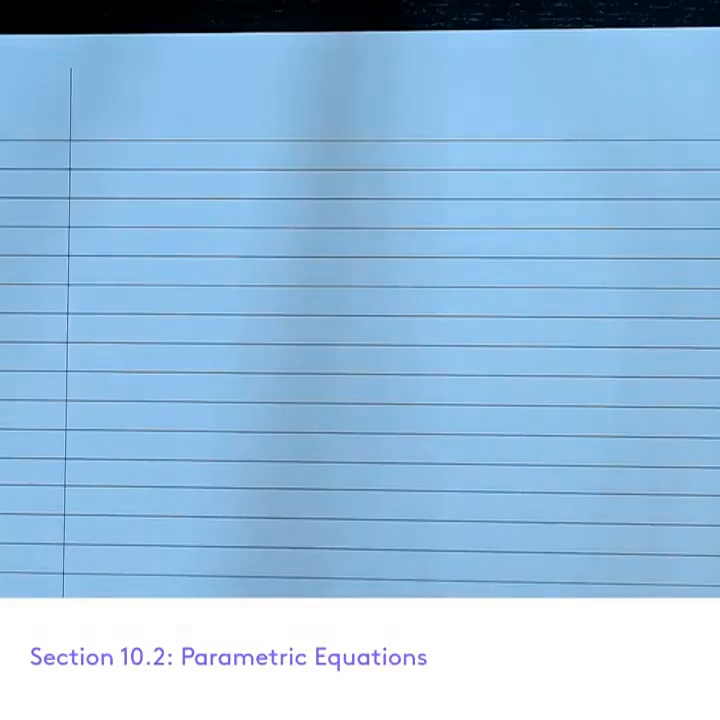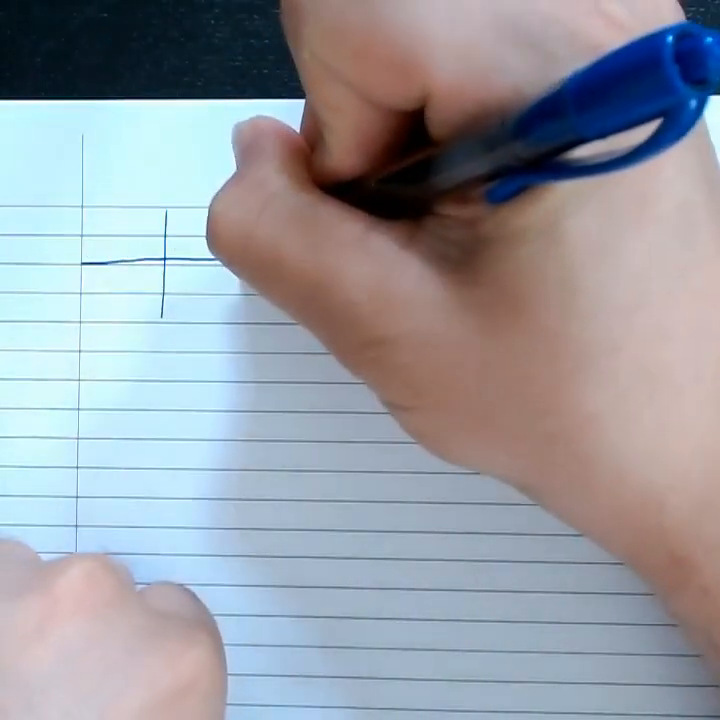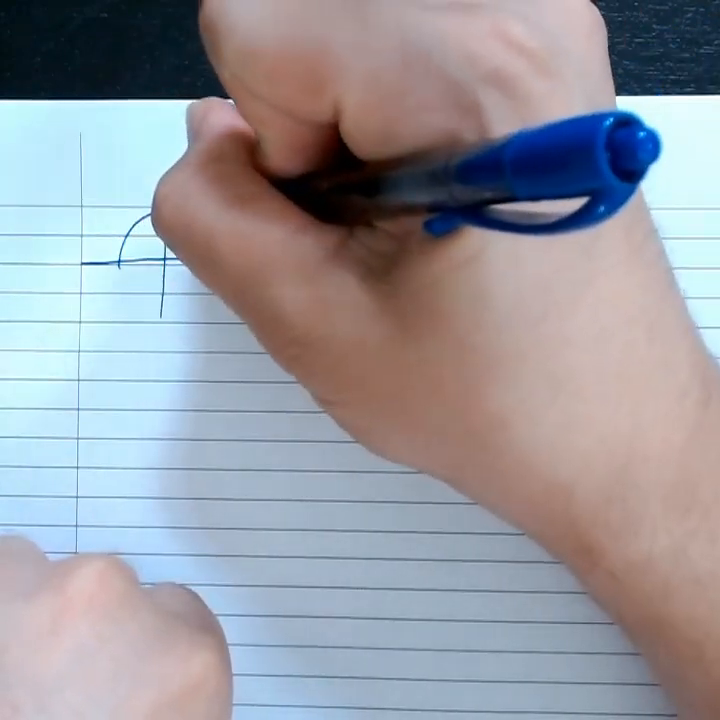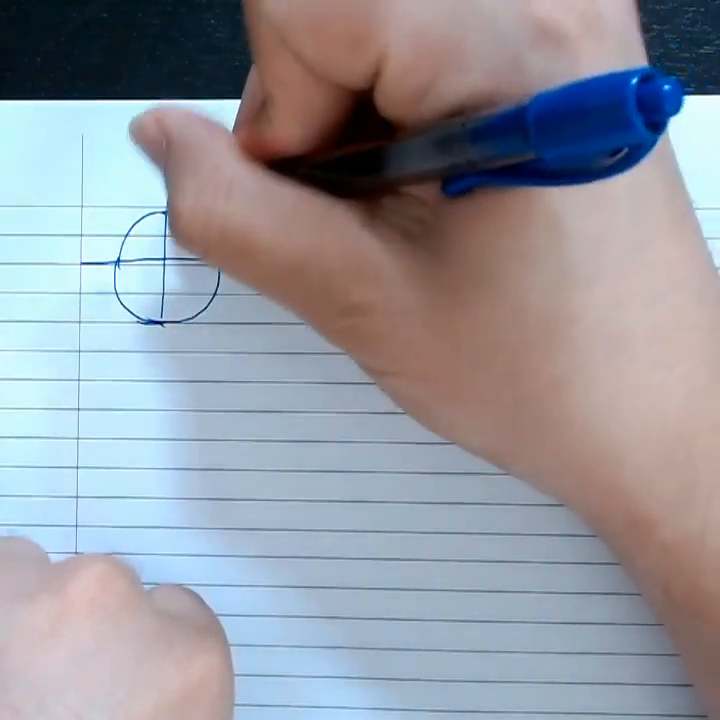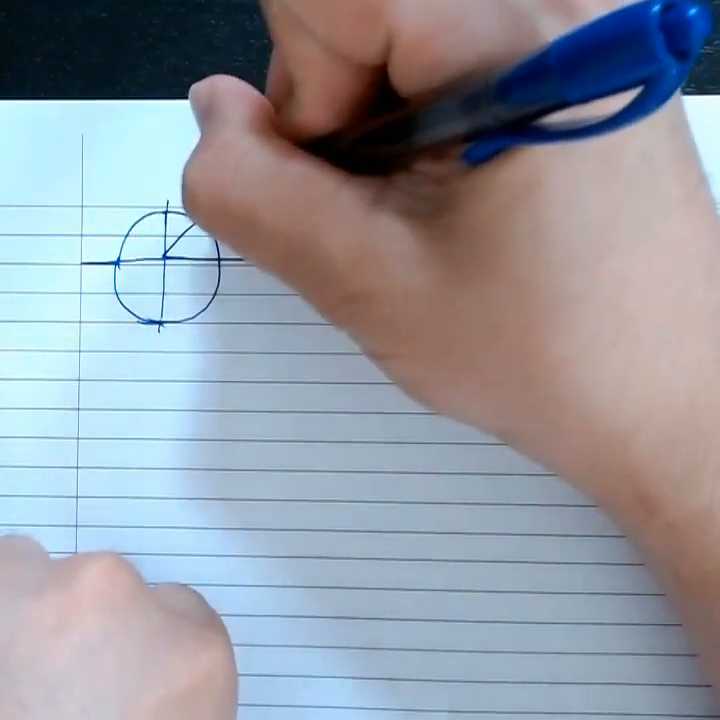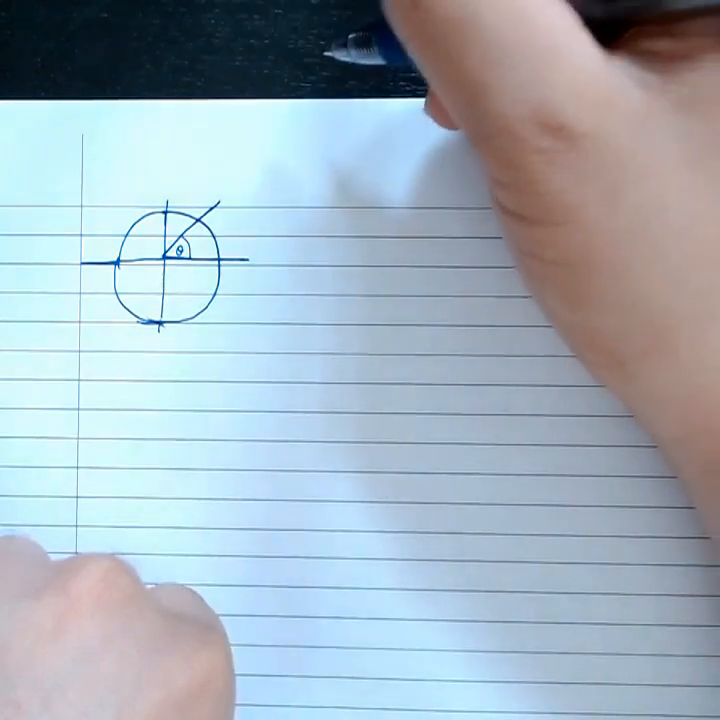Let's take a look now at section 10.2 and talk about parametric equations. In trigonometry, you define sine and cosine of an angle theta by using the points on the outer edge of the unit circle. Your definition depends on a central angle in standard position, which we call theta, or any other symbol you like.